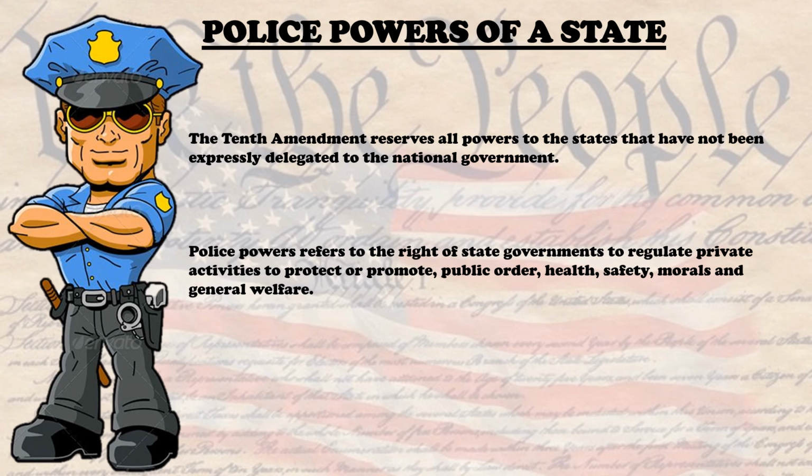An example of a state using its police powers will be our zoning regulations. A zoning regulation is a land use regulation. And with zoning laws, local governments tell the owners of property exactly how they can use their property. Now, what's the justification? Once again, to promote public order, health, safety, morals, and in some cases, just general welfare.